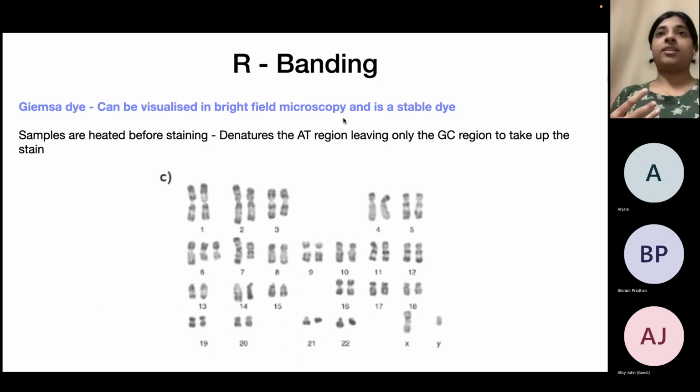So R banding, essentially termed from reverse banding, is named so because in G banding, like I mentioned, AT regions are darker, but in R banding, GC regions are darker. So it's a reverse of what you get from the G banding. Now, why was this technique developed?